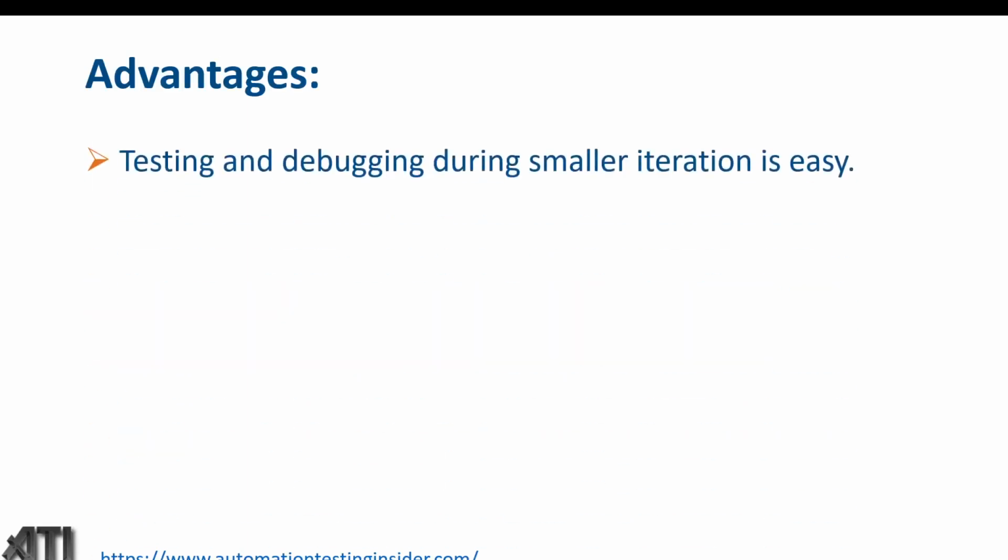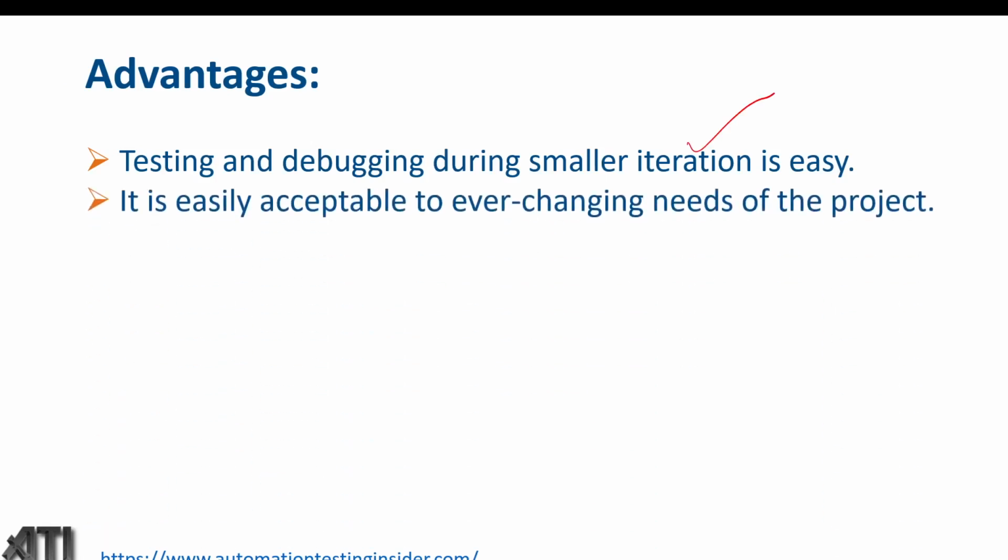Now let's talk about some advantages and disadvantages of the iterative model. Testing and debugging during smaller iterations is easy. We have divided the project into different modules, so debugging is easy in this case. It easily accepts the ever-changing needs of the project. This is the biggest drawback in the waterfall model: we cannot come back and change the requirements, but here we can accept the requirements.